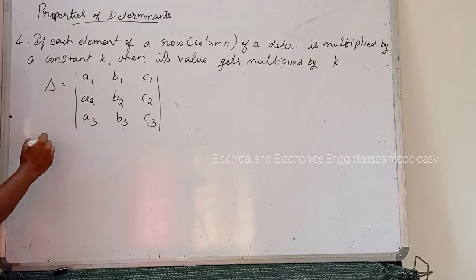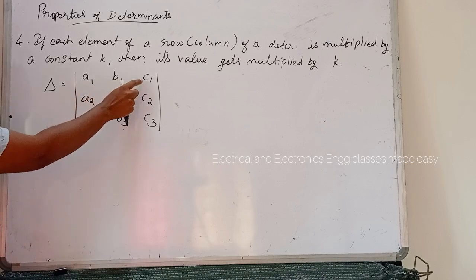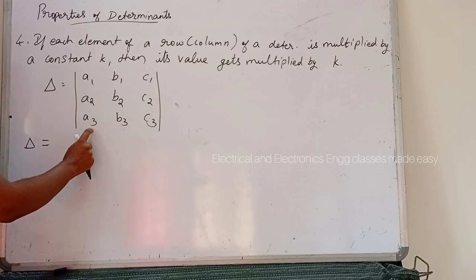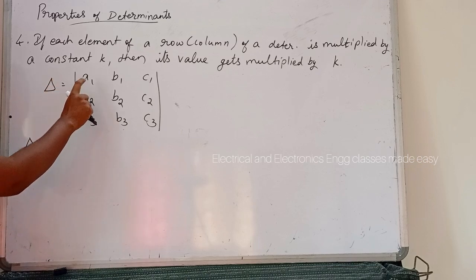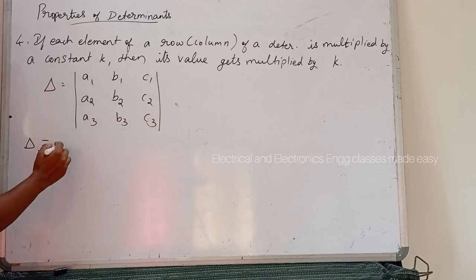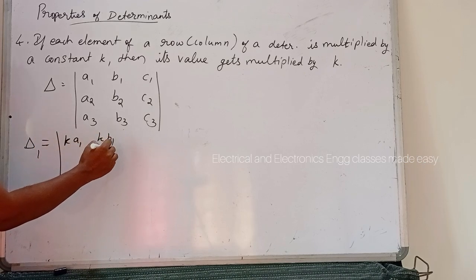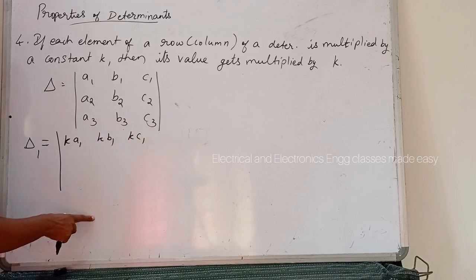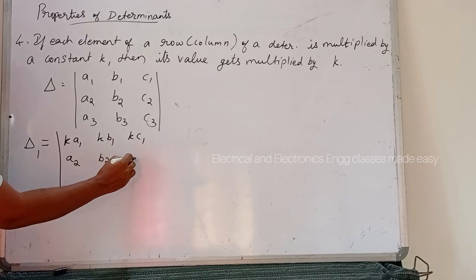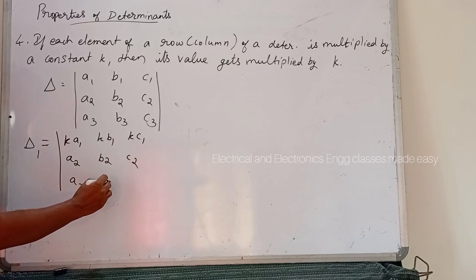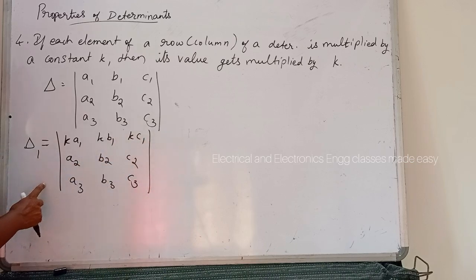So, let delta be equal to A1 B1 C1, A2 B2 C2, A3 B3 C3. Then let delta 1 be equal to the determinant where we multiply the first row with constant k. Then we will get determinant of k into A1, k into B1, k into C1. Then remaining no change, A2, B2, C2, A3, B3, C3. Then what will be the value?